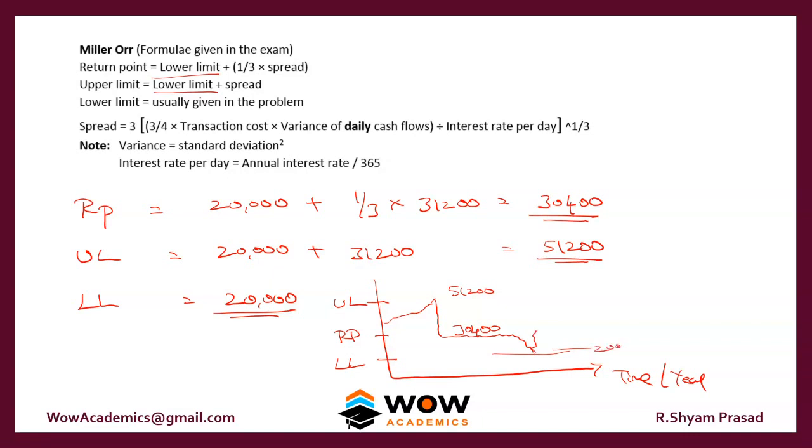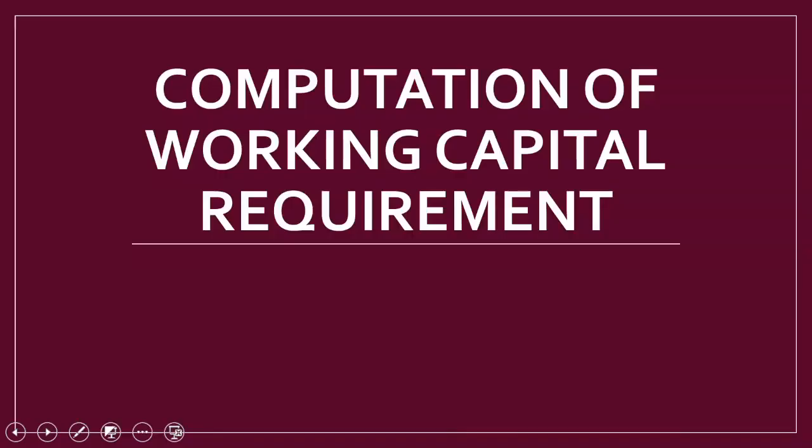So what is our lower limit? It is 20,000. So the cash position should not go above 51,200, and it should not go below 20,000. It should be within this spread. So that's about the Miller-Orr model.